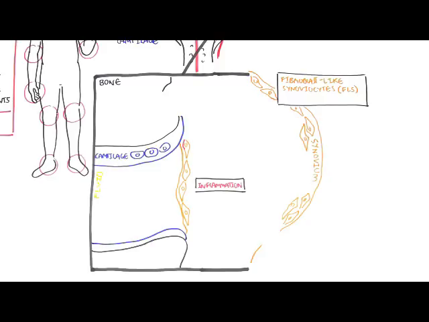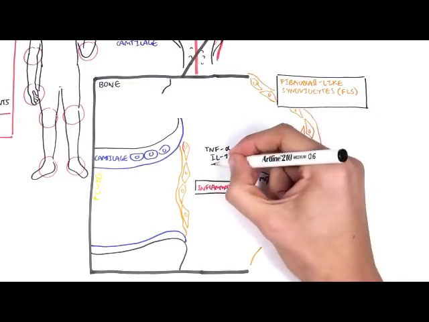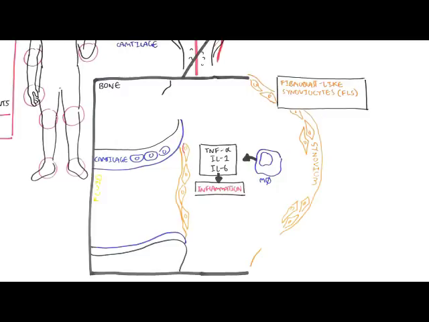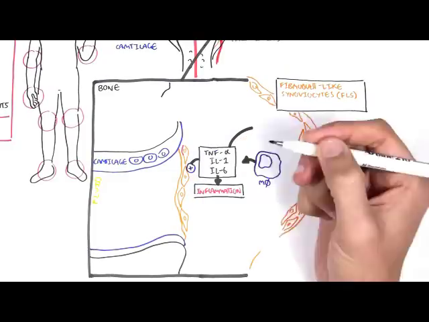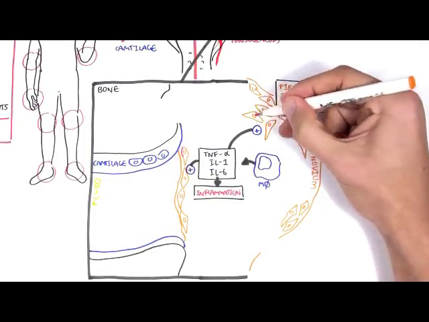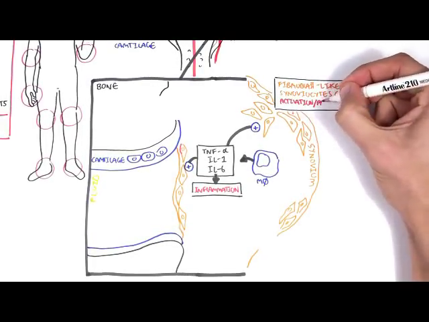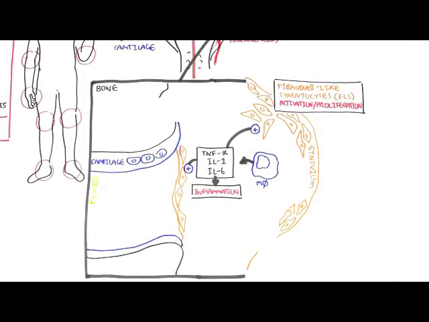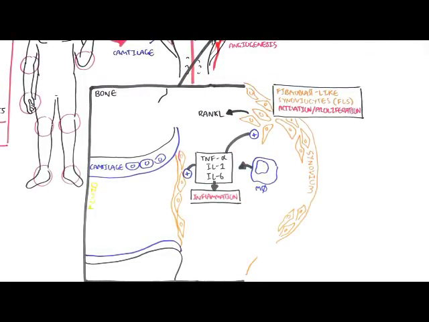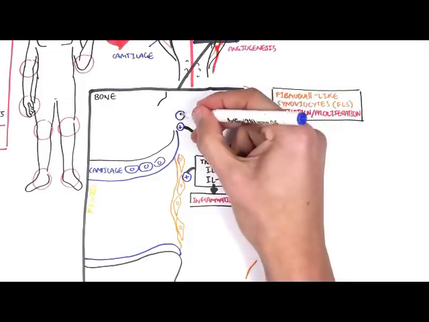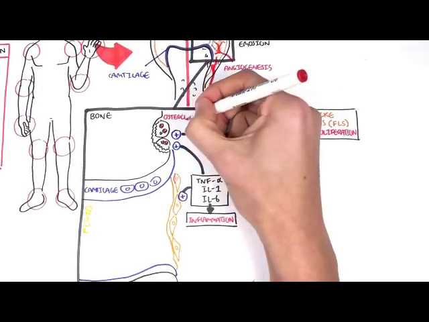So we have macrophages here, and they're normally around here as well, but they essentially begin secreting cytokines such as TNF-alpha, interleukin-1, and interleukin-6, which of course leads to inflammation. These cytokines also stimulate the fibroblast-like synoviocytes. When the fibroblast-like synoviocytes are stimulated, they essentially become activated, and then they begin to proliferate. At the same time, they also begin stimulating the RANKL expression, which together with the cytokines here will stimulate osteoclast activity, which will lead to bone erosion, what we find in rheumatoid arthritis.